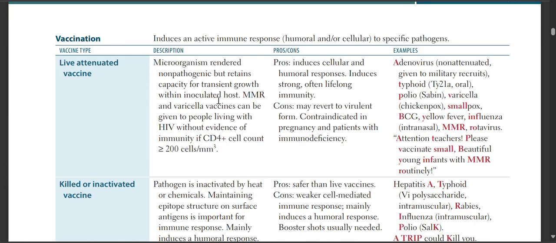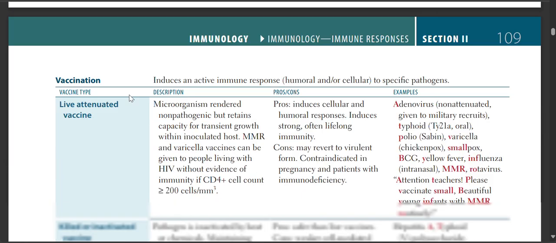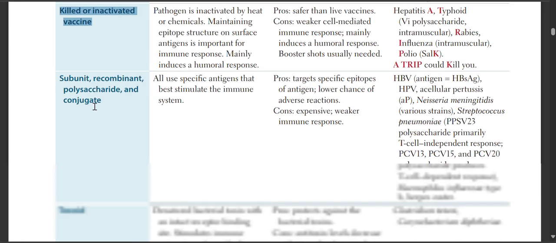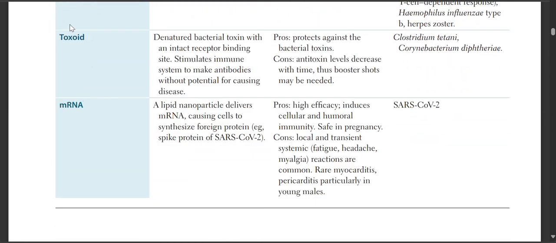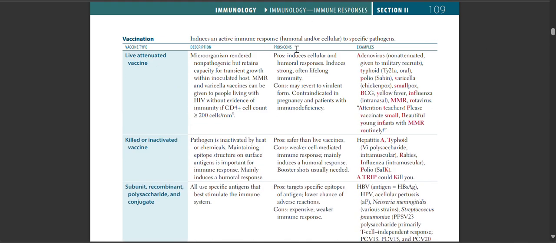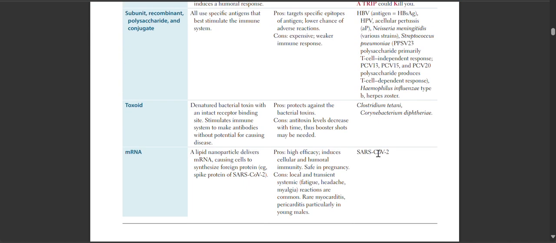Now, here I'll tell you an interesting thing. If you only remember what these vaccines mean, it's very easy to complete this entire table. You don't need to remember what the pros and cons are. The USMLE doesn't ask you about that. You need to remember these examples, but this is pure memorization, and you'll do all of this in microbiology.